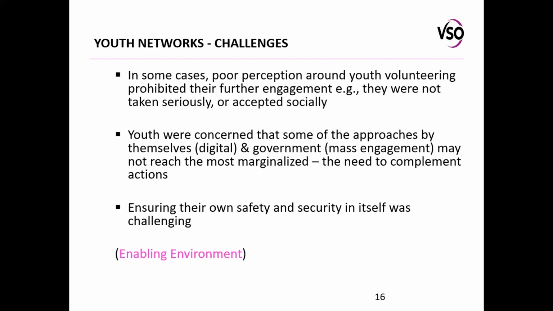And the other challenge they raised was that because they had limited engagement opportunities and platforms, they felt that the digital approach could actually exclude certain groups, even though they tried as much as possible to reach those who were highly marginalized. And also government mass engagement did not reach the most marginalized. So they feared that they would compound the exclusion by engaging further digitally, and they wanted their actions to be complemented. And also safety and security measures were a challenging factor. Overall, as you can see, the lack of an enabling environment was the biggest limitation.